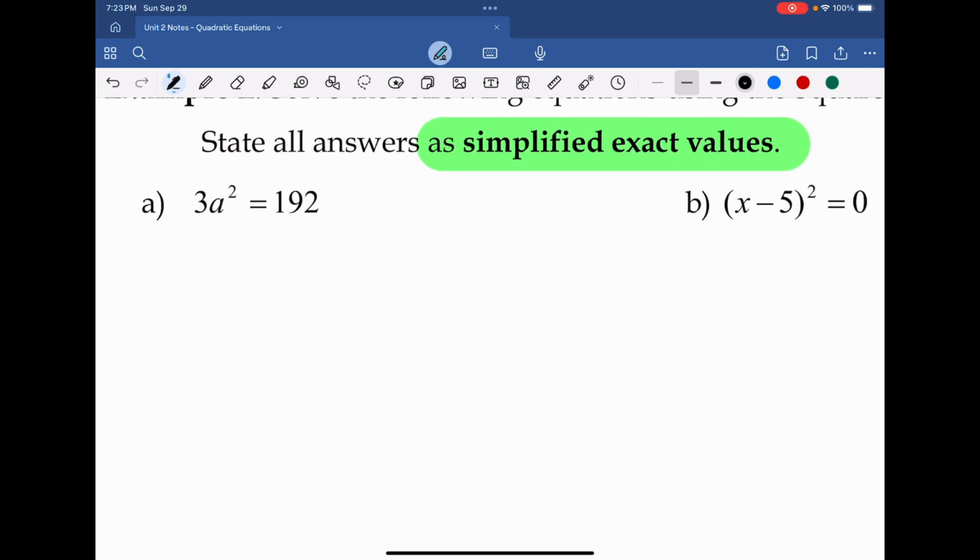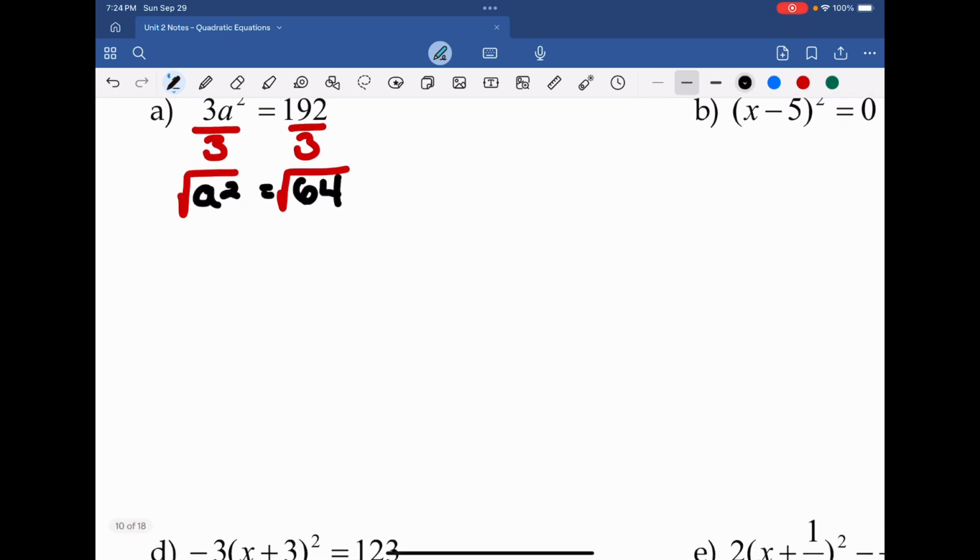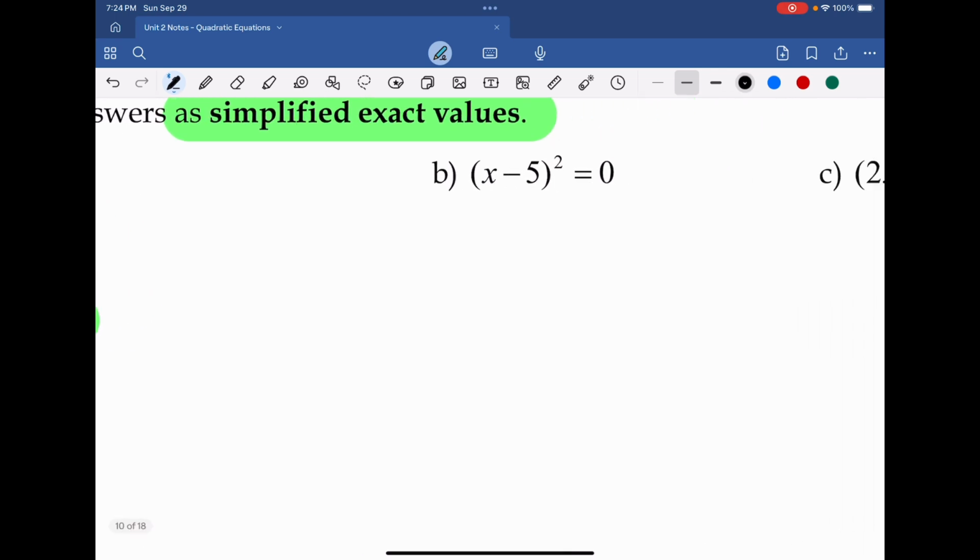Okay, now let's take a look at a. With a, if we want to isolate for this a value, we're going to divide both sides by 3. When we divide both sides by 3, this is going to give us a squared is equal to 64. Now what we need to do is take the square root of both sides, and similar to the example above when it was x squared equals 4, this becomes a is equal to plus minus 8, and therefore that's our solution. We could separate it, we could write it as a equals 8, a equals negative 8, but I'm fine keeping it as a combined solution.